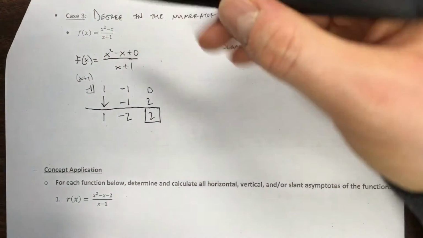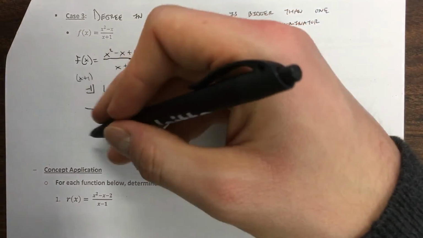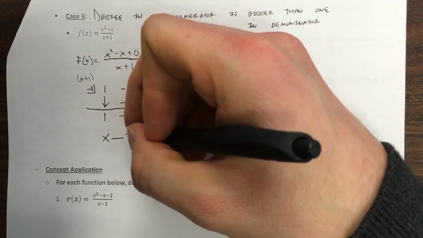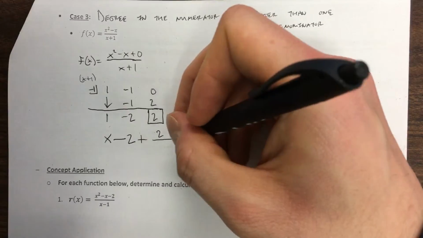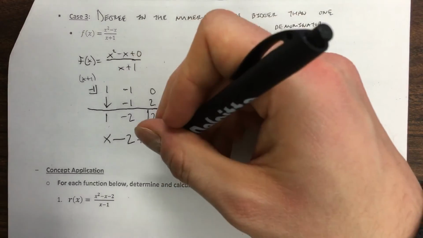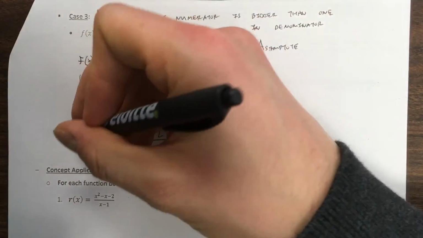So what this means is here we had a degree of 2. When we divide, we take one less, so it's a degree of 1, or just 1x. 1x minus 2, plus, since our remainder is positive 2, and we divided by x plus 1, we write this as 2 over x plus 1. So this is how we can rewrite our function by doing our division.